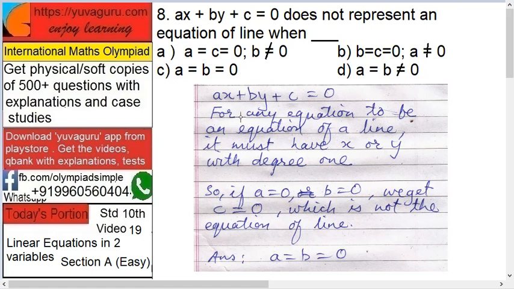Okay. So for any equation to be an equation of a line, it must have x or y with degree 1. So if a equals 0 and b equals 0, remember both, we get c equals 0, which is not the equation of a line, right? Suppose c equals 2, a constant. Now x and y are 0, then 2 equals 0, is it possible? No. But the important point is, both should be 0.